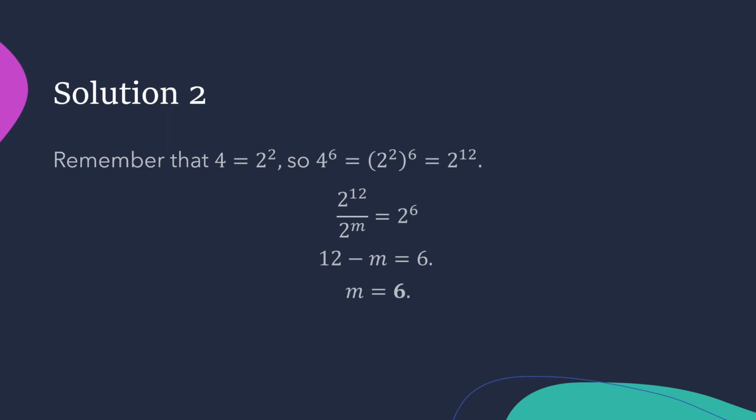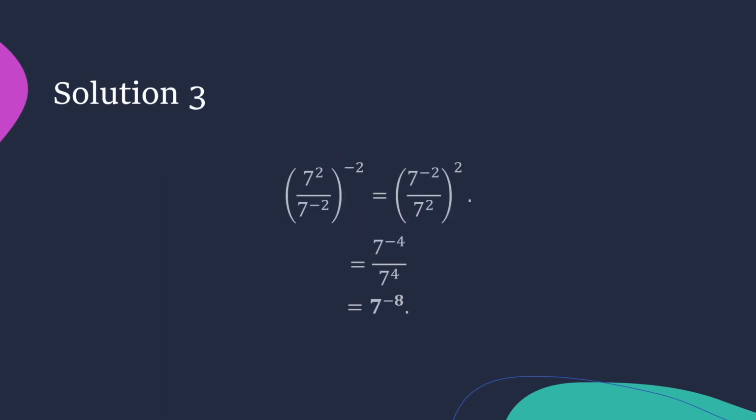For our second problem, the bases aren't the same, but you have to remember that 4 is equal to 2 to the second power, so 4 to the 6th power is equal to 2 squared to the 6th power, or 2 to the 12th. And now the equation becomes much easier to work with. 2 to the 12 over 2 to the m is equal to 2 to the 6. By the quotient rule, we have 12 minus m is equal to 6, and therefore m is equal to 6, and that's our answer.